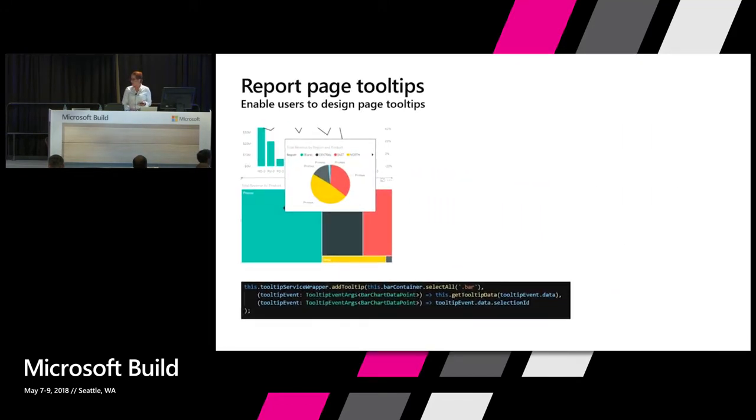And the third one is report page tooltips. It enables users to customize and design the tooltips, so when they hover over the reports, they will get the tooltip page that they have designed. And this is the code snippet. We also, as Tikis mentioned, publish this in GitHub with examples and the code snippet that you can add to your code. So let me now show you a short demo on the report page tooltips.